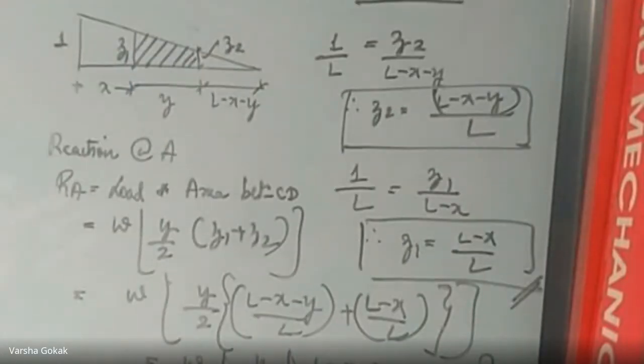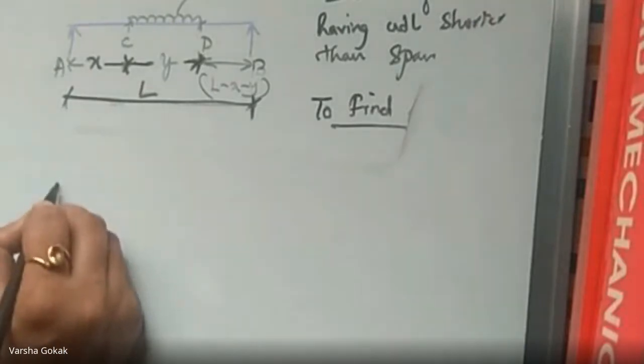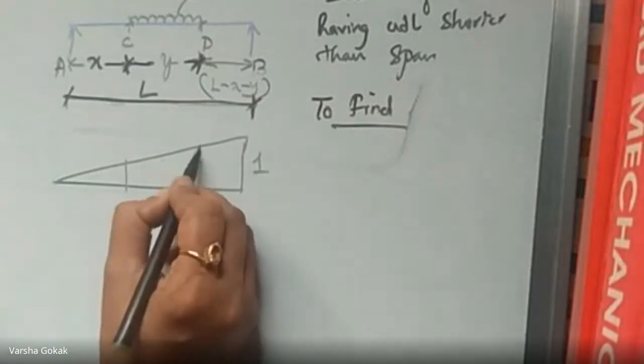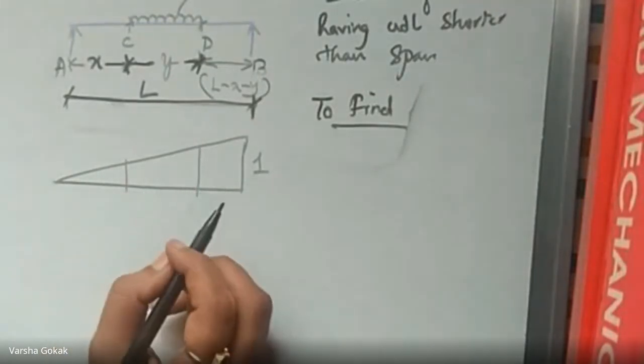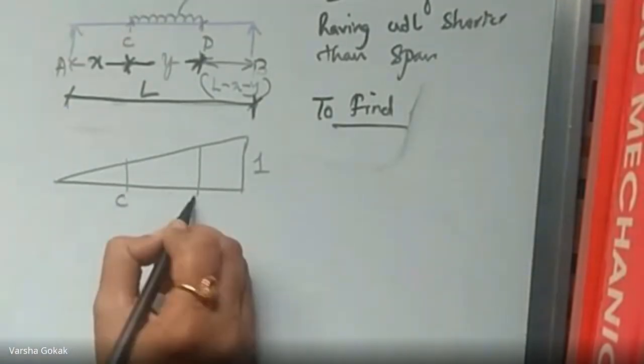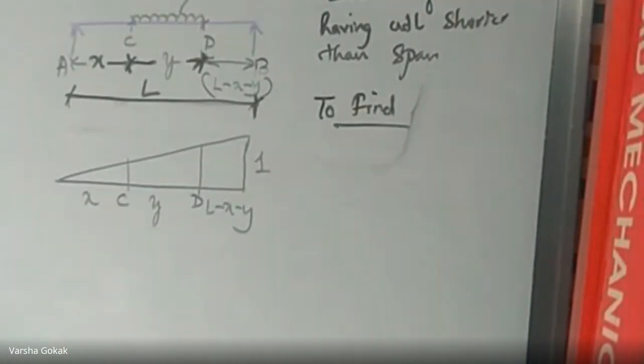Okay, now in a similar way we will find RB, right? Reaction at B. So your ILD diagram will change. So what is the diagram for reaction at B? You will have unity here, like this, right? And this is your C and D still, C and D only. So if I'm drawing from here, then this is C, this is D, this is X, this is Y, this is L minus X minus Y. Correct?